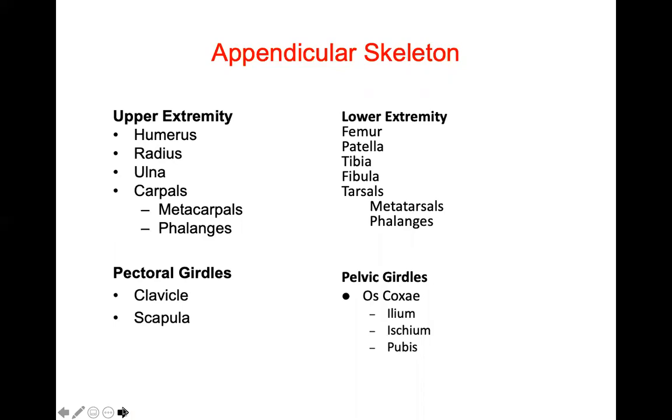For the connection point for your upper extremities to the axial skeleton, you have your pectoral or shoulder girdle, which is made up of your clavicle and a scapula. And for your pelvic girdle, you have the 3-bone fusion structure called os coxae, which is made up of the bones ilium, ischium, and pubis.